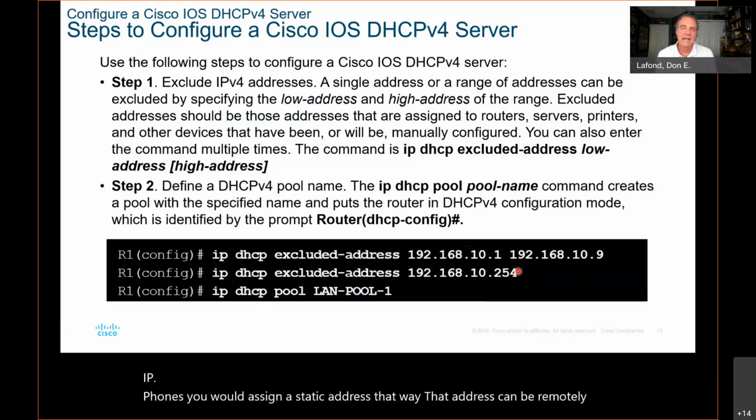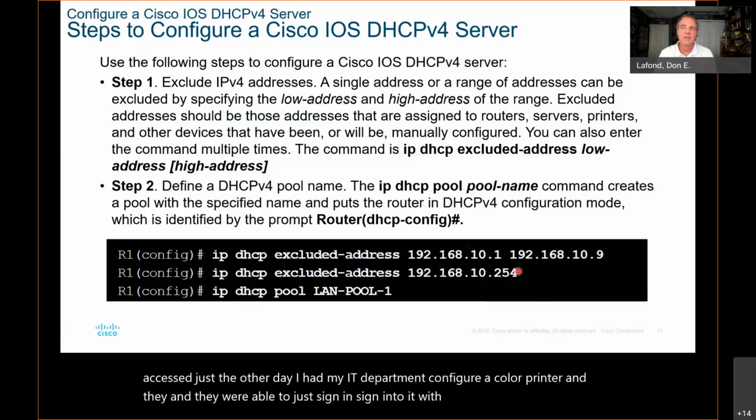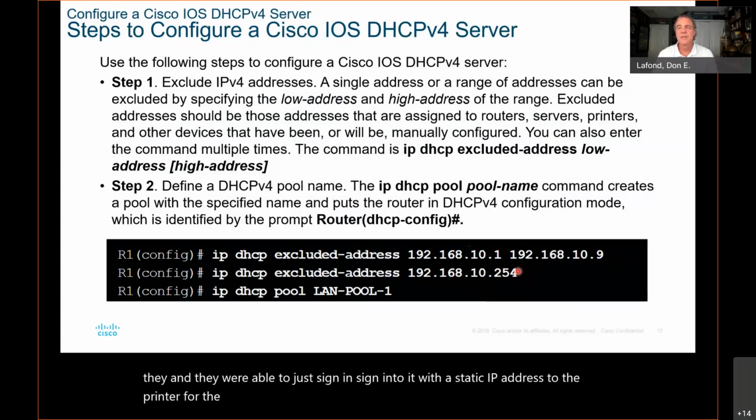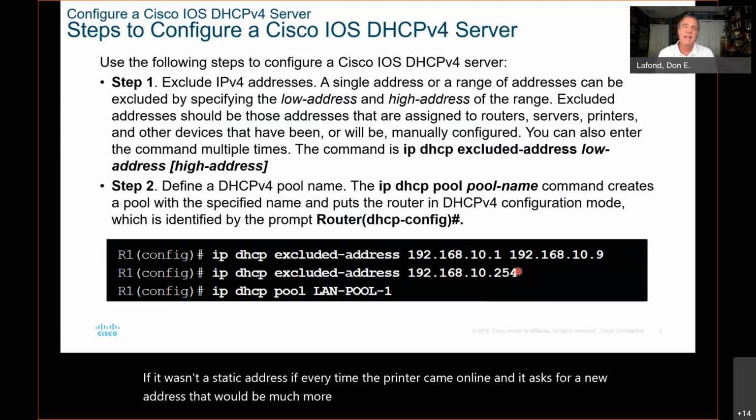Just the other day, I had my IT department configure a color printer, and they were able to just sign into it with a static IP address for the configuration. If it wasn't a static address, if every time the printer came online it asked for a new address, that would be much more complicated. So that makes sense to first exclude the addresses.